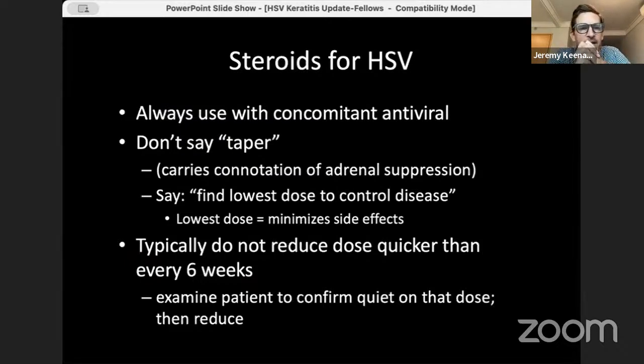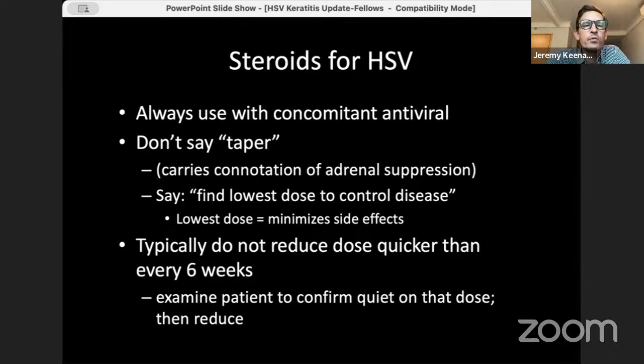Some tips in terms of just our approach for using steroids. One is that you should always use concomitant antiviral. So if your underlying diagnosis is herpetic keratitis and you're using steroids, you always want to be covering them with an antiviral at the same time. And for us, that means an oral antiviral. And so when we're managing someone with active disease, that means Valtrex, 1 gram twice a day or 3 times a day, even depending on how bad the infection is.